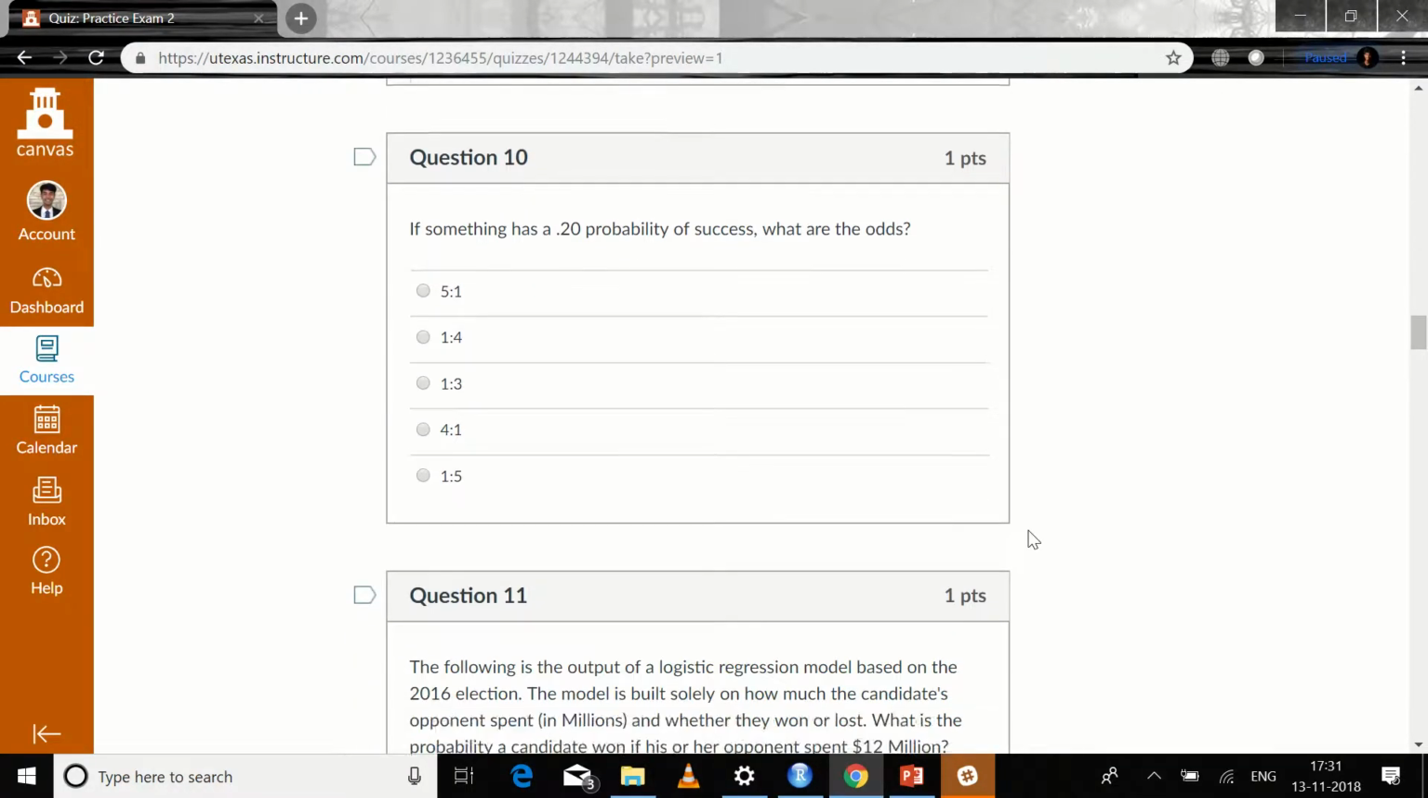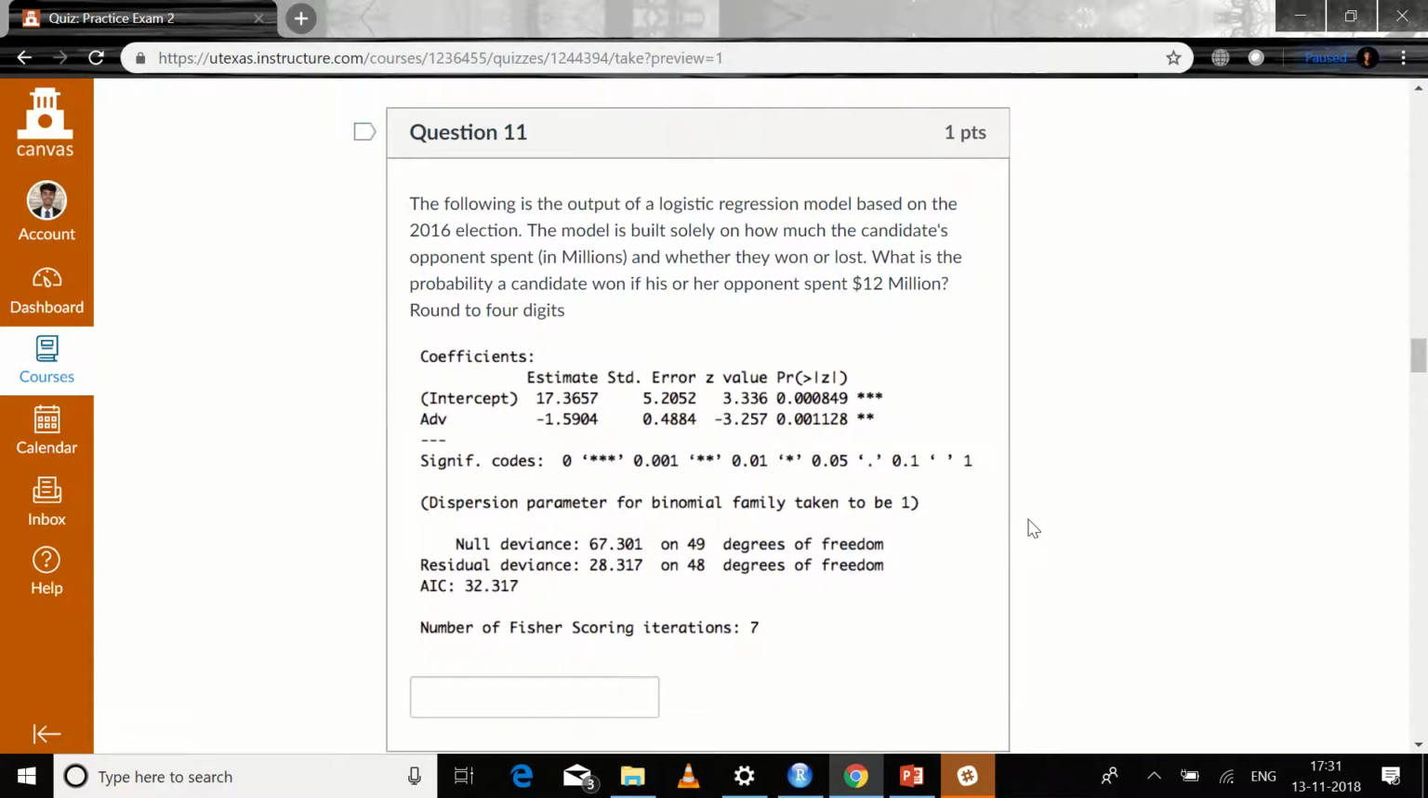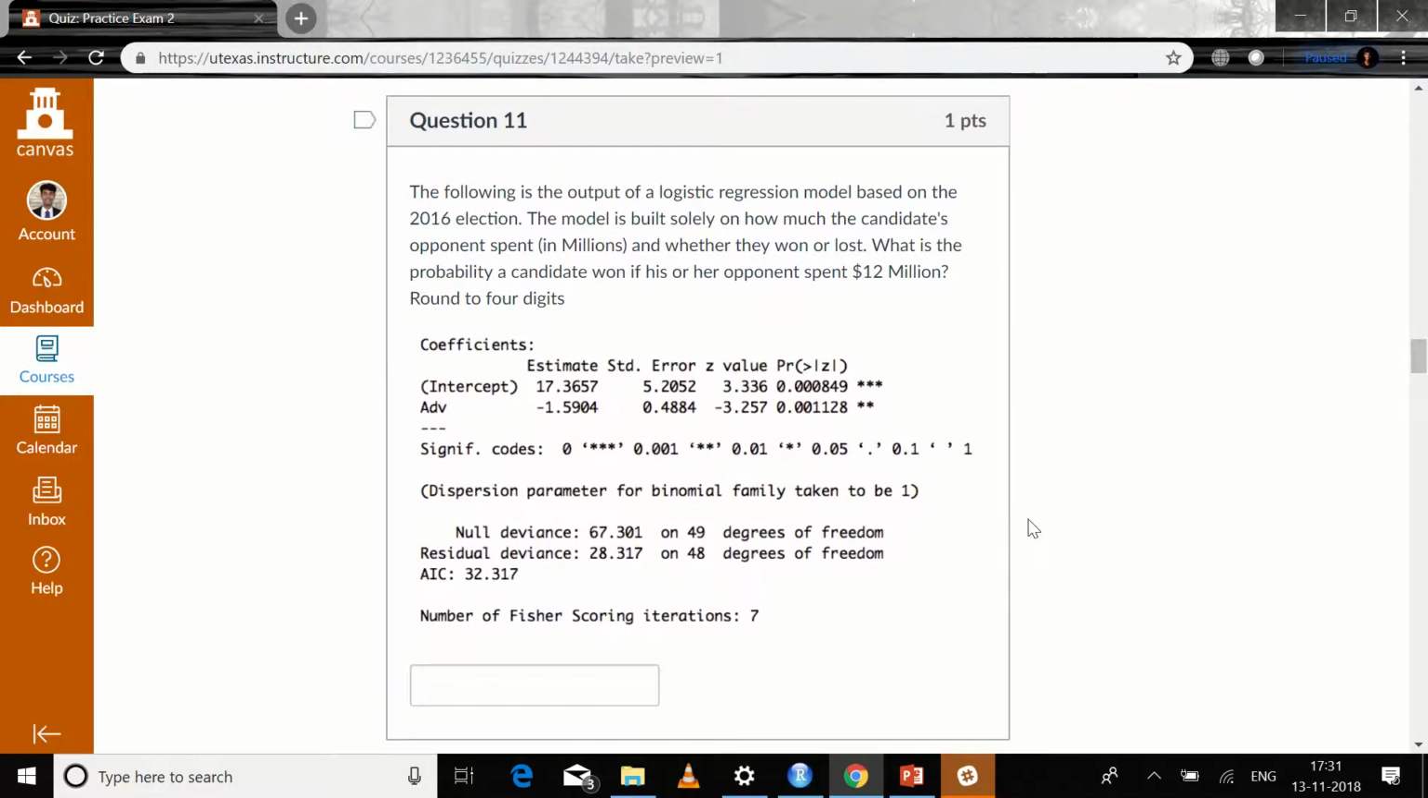What are the odds? That should be fairly straightforward. So we'll go to this one. It says that it's an output of the logistic regression model based on the election in 2016, solely based on how much a candidate's opponent spent in millions and whether they won or lost. And they're asking you what's the probability a candidate won if his or her opponent spent $12 million.